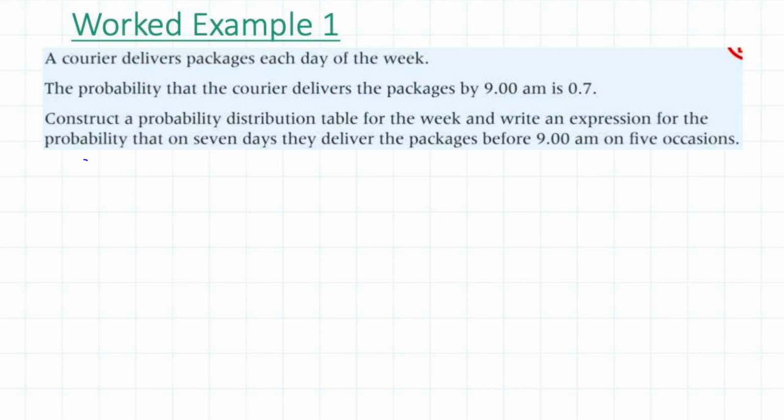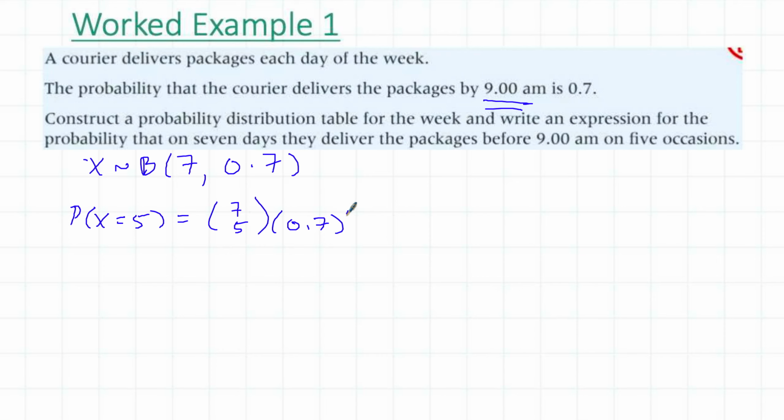So it says, find the probability that on the 7 days they deliver the package before 9 a.m. on 5 occasions. So this, it's better to always define it. You have 7 trials going on, and the probability of success is 0.7, because my focus is that it delivers by 9 a.m. So if it doesn't deliver at 9 a.m., the probability is 0.3. So if I want the probability that it delivers exactly 5 times, then it's 7 choose 5, and I want this success to happen 5 times, and the failure to happen 7 minus 5 times, which is 2 times.